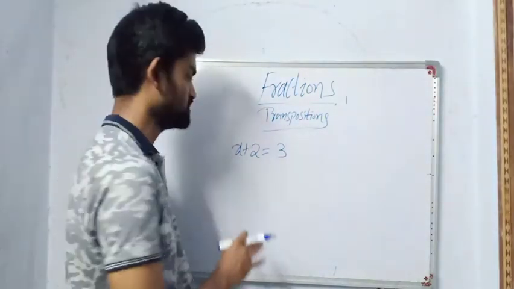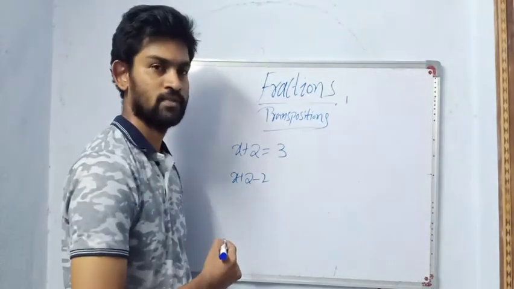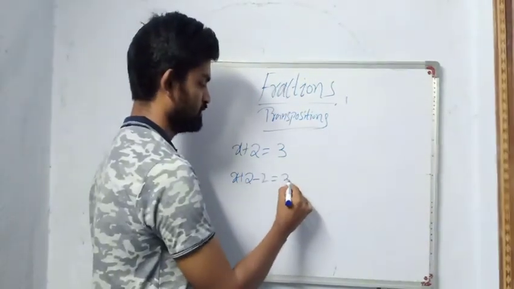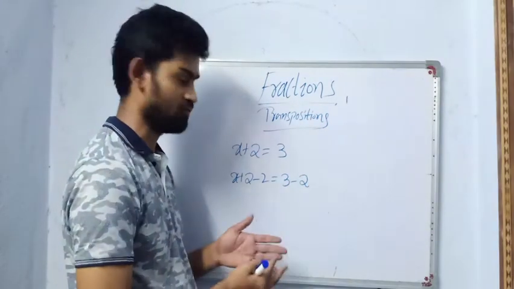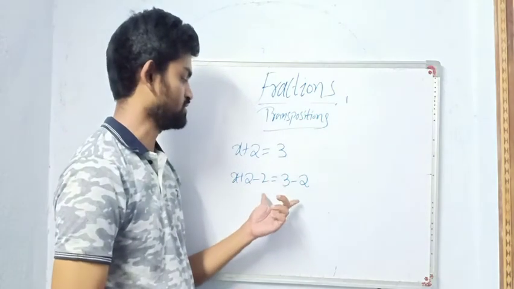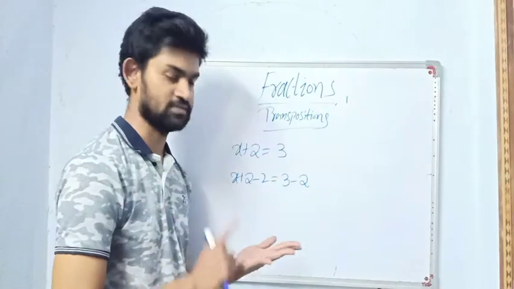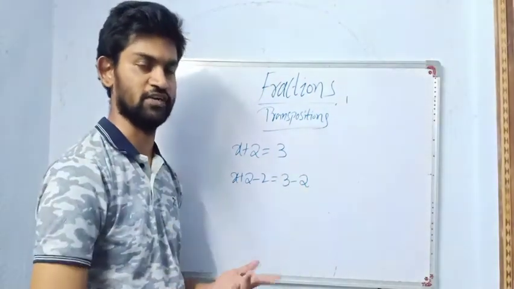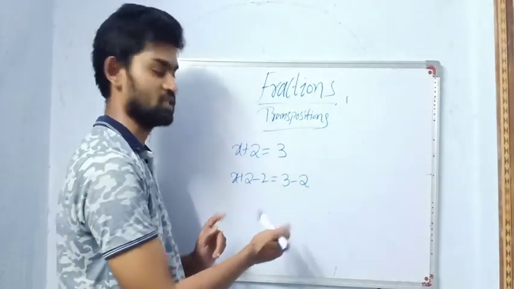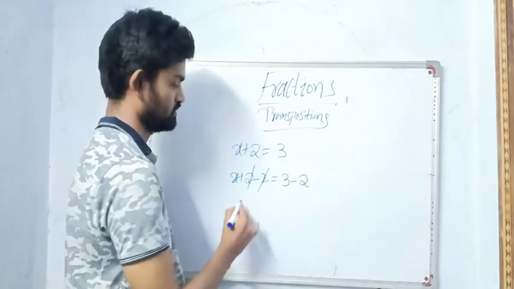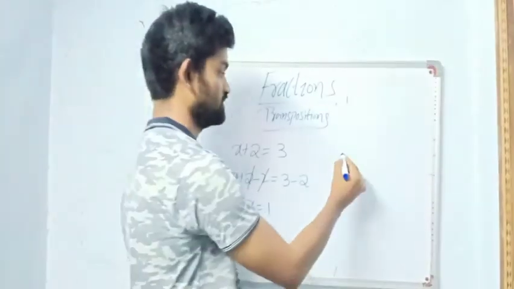So what I will do is subtract 2 here. Then at the same time you have to subtract on this side also. Whenever you are performing an operation, in a simple equation or quadratic equation, you have to do it on both sides. Either it is addition, subtraction, multiplication or division, you have to perform it on both sides. So now 2 minus 2 gets cancelled. x is equal to how much? 1.